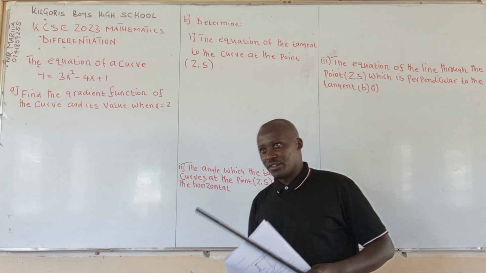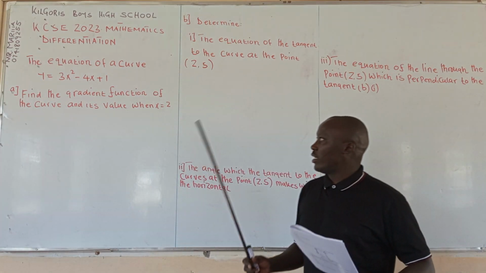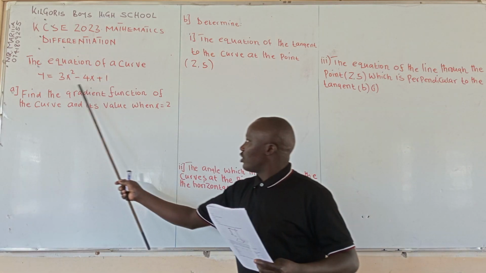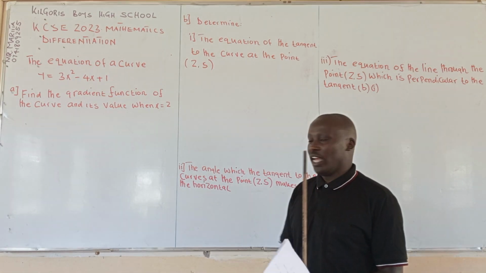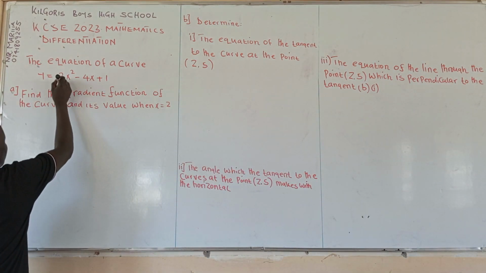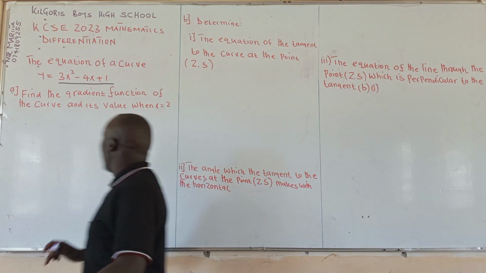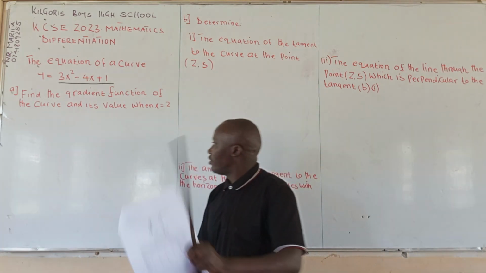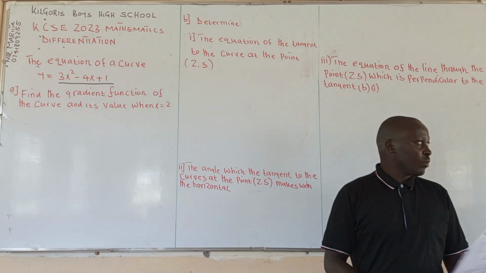The equation of a curve is given by y equals 3x squared minus 4x plus 1. So this is the function of the curve. Then we are supposed to find the gradient function of the curve and its value when x is equal to 2.